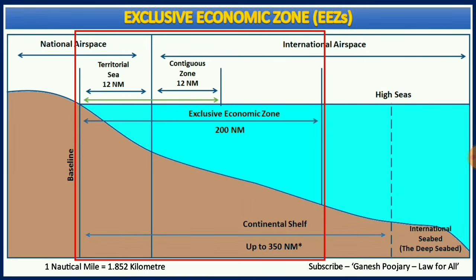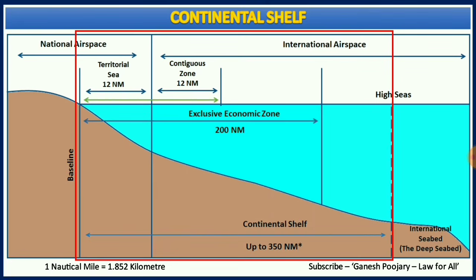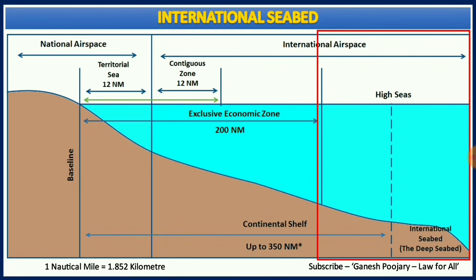Below that you can see the continental shelf, which will be most of the time 200 nautical miles, but in certain cases the continental shelf can be extended up to 350 nautical miles also. There I have put a star because it has certain terms and conditions, and all those terms I am going to explain when I handle UNCLOS 3. I want to keep this video as short as possible, and that video will be a detailed video on all of these zones. And the last part is the international seabed or the deep seabed, which is also known as high seas.